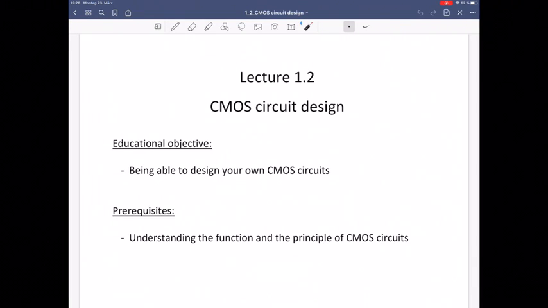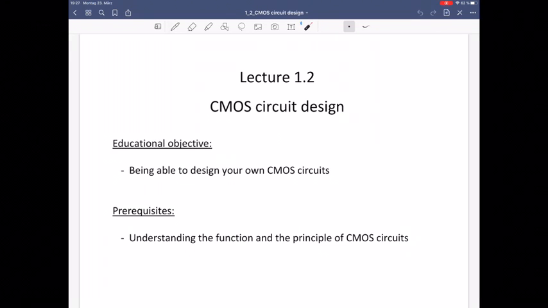This is the course Electronic Systems and the lecture CMOS circuit design. After working through this tutorial, you should be able to design your own CMOS circuit. The prerequisite for this video is that you need at least a basic understanding of the function and the principle of CMOS circuits.